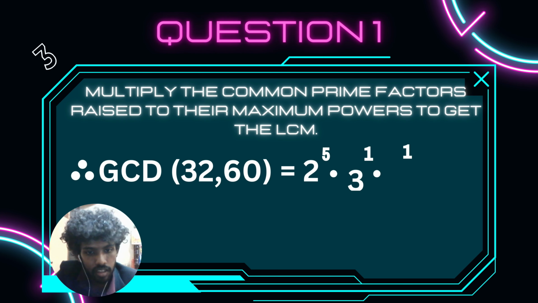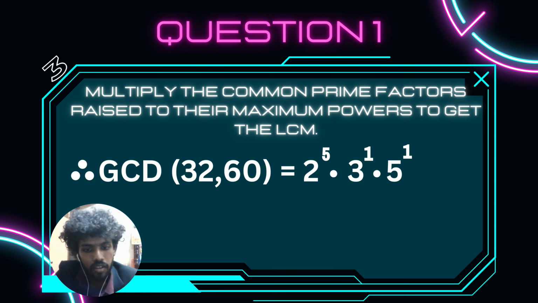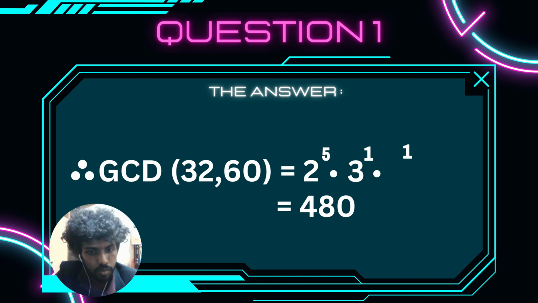So now we're going to get these maximum answers and write it as 2 with the power of 5 times 3 with the power of 1 times 5 with the power of 1. So when we multiply these, the answer would be 480.